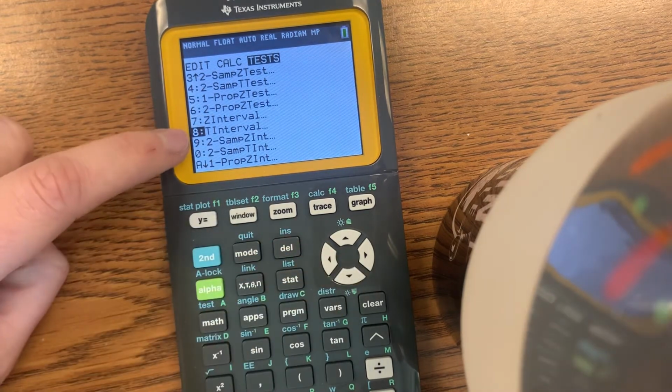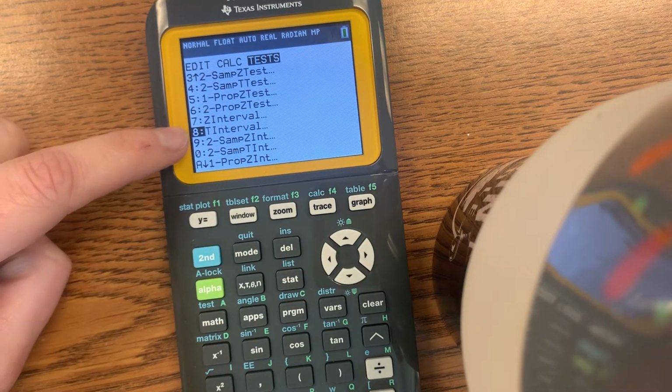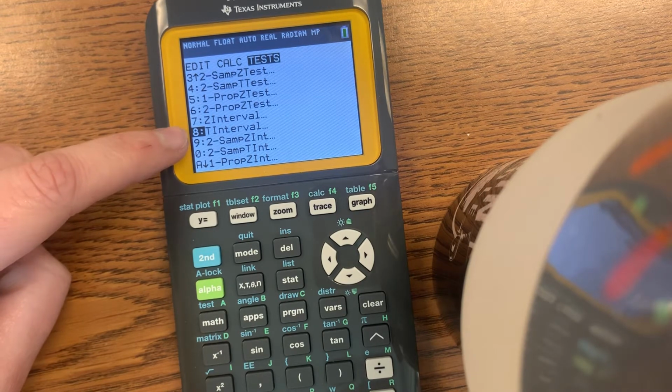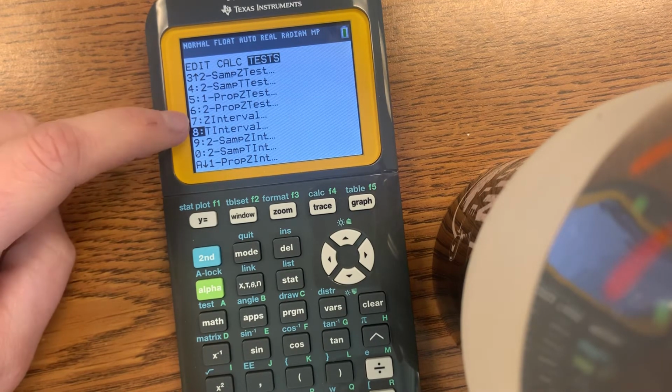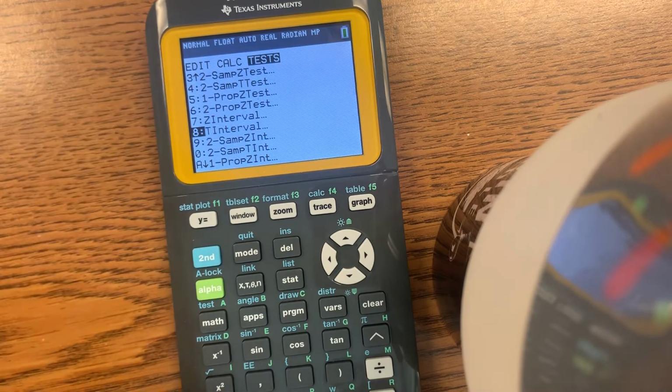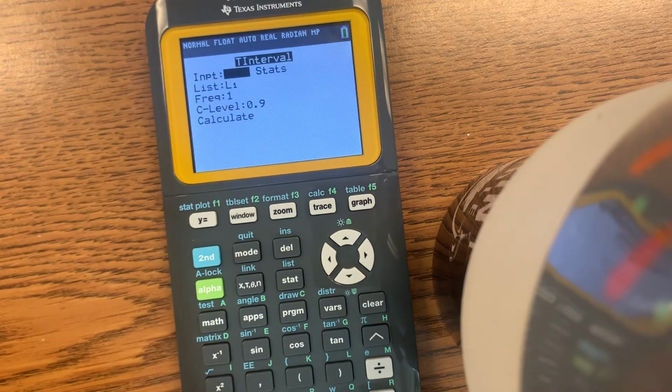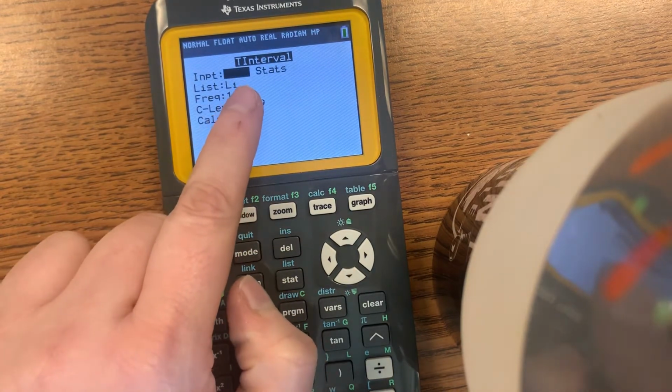We are using t because we only know the data for this sample. I don't know the population standard deviation. You will never use ZInterval on your calculator or Z-Test. We'll always use t. So I'm using TInterval, and then you have the option of either using Data or Stats.